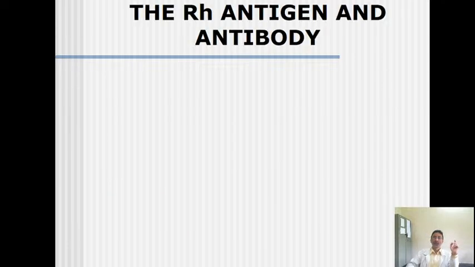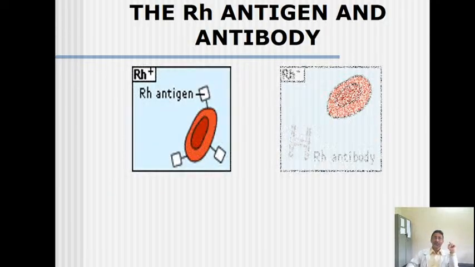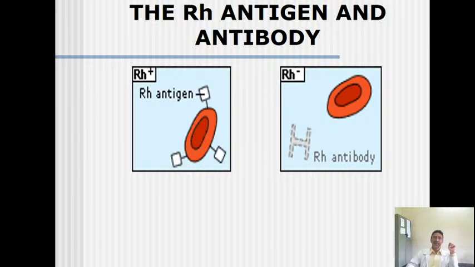Now what is this Rh antigen? Here you can see that this is an Rh positive person because there is an Rh antigen present, which is binding on the RBC cell membrane. Here you will find that there is no antigen present, hence it is an Rh negative person.